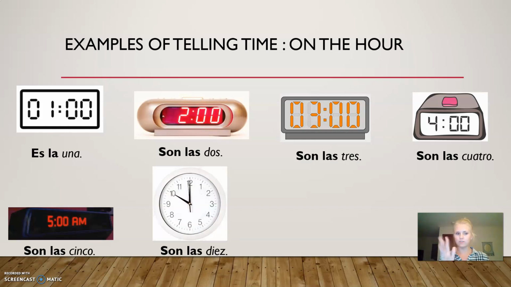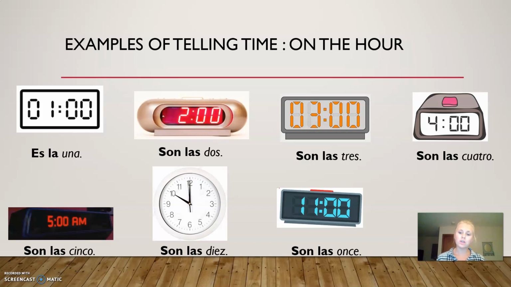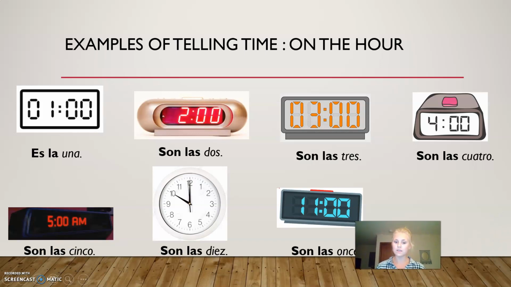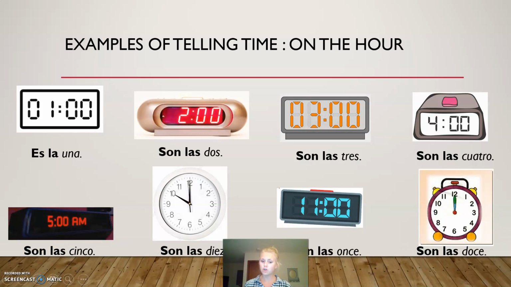Okay, I'm skipping over because we've done 1, 2, 3, 4, 5. So now we're skipping to 10, and I also didn't want to give you a digital clock, to see if you guys can still read these types of clocks. So son las 10. Son las 11. Son las 12. So looking back, are you able to see any patterns or anything about telling the time?